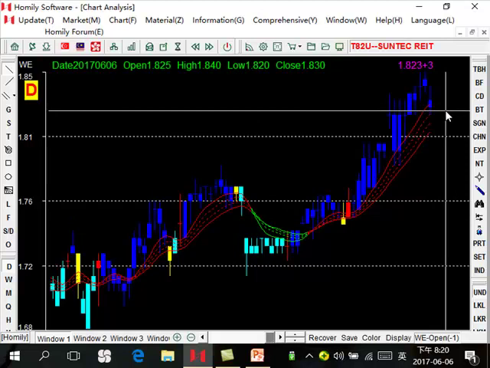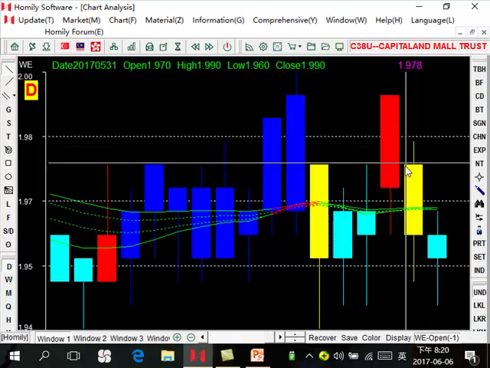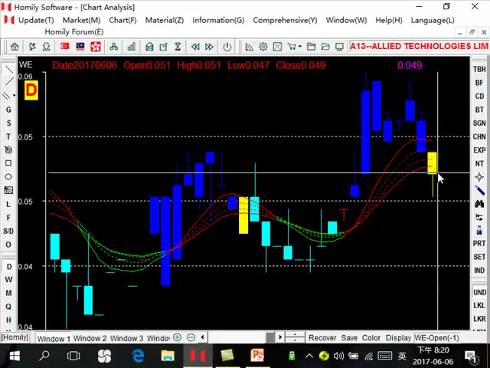So let's see this one. Buy or not? Buy. But next day, yellow appears, you buy this day. So here you should sell, lose more, okay? Then let's see this one. Here we buy, here stop loss, earn more.